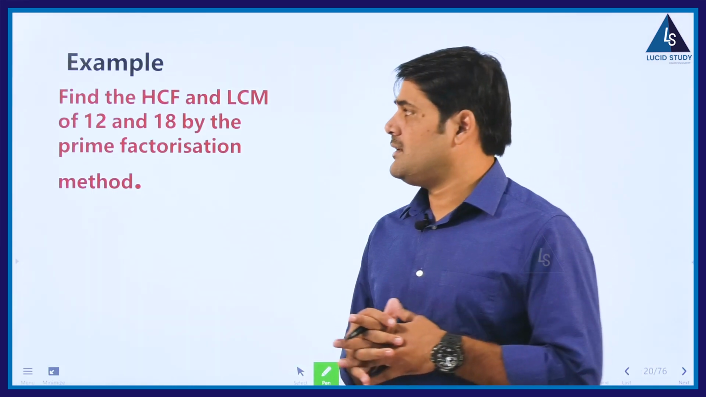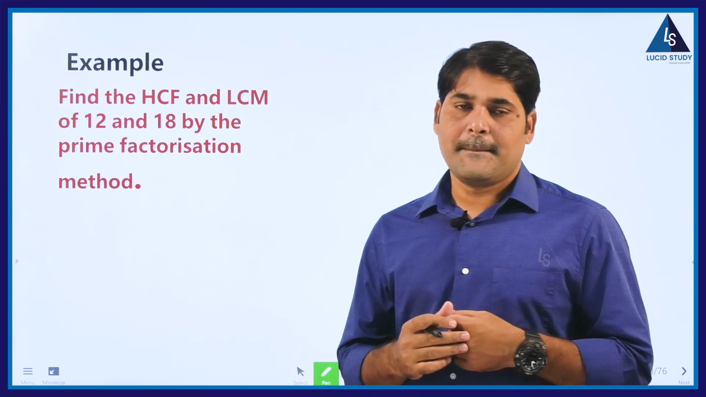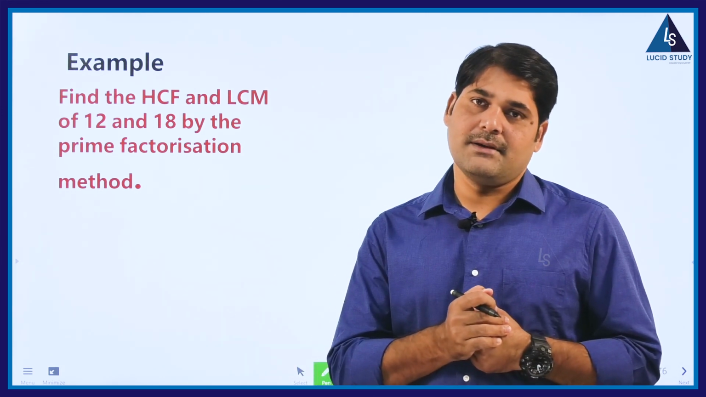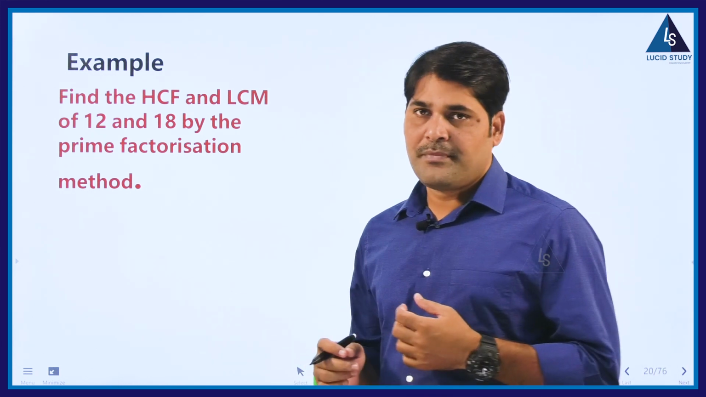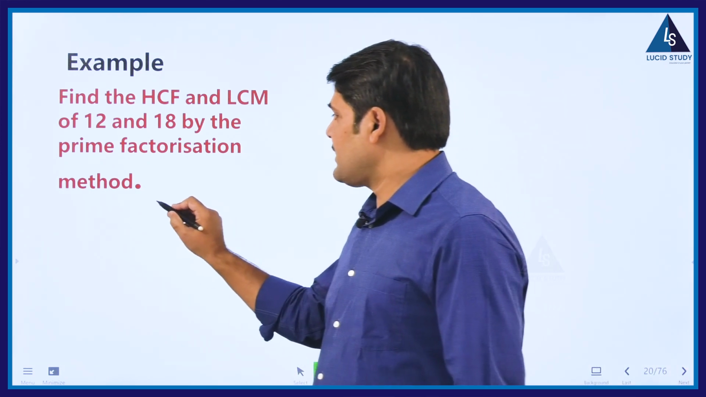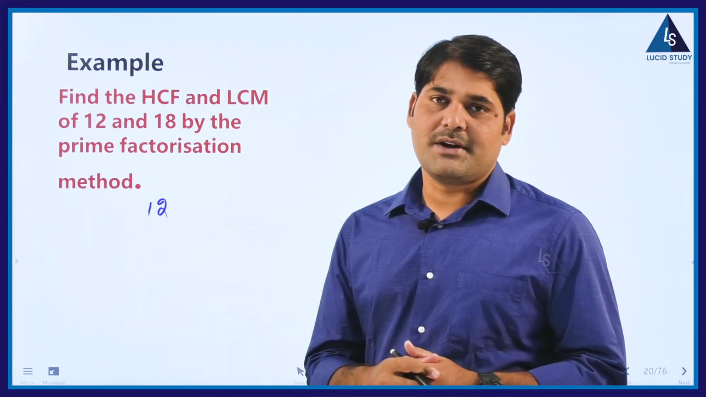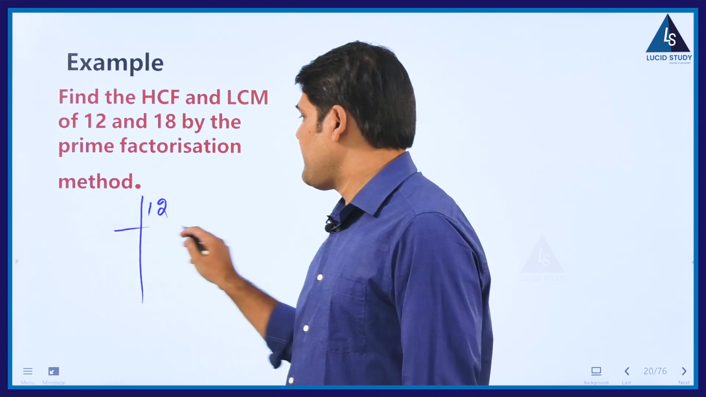Next example: find the HCF and LCM of 12 and 18 by the prime factorization method. How will we find it? First, we write the given numbers as prime factors. First I will write 12 in prime factors. Can you write 12 in prime factors? How can I write it?